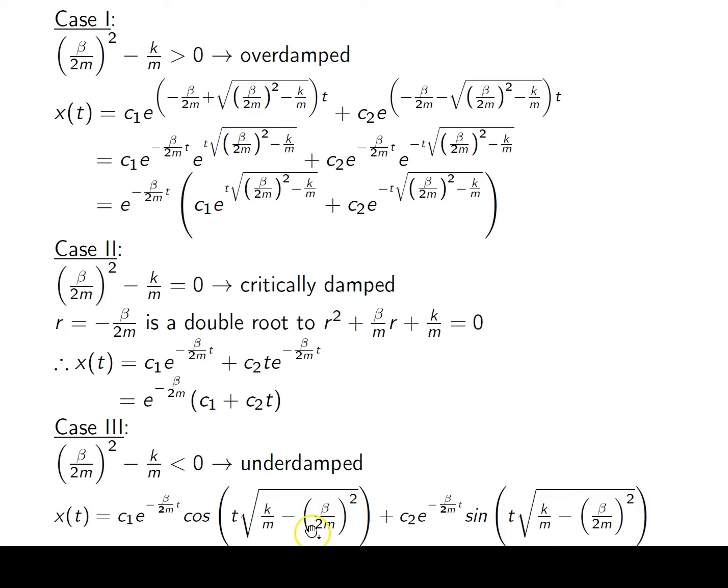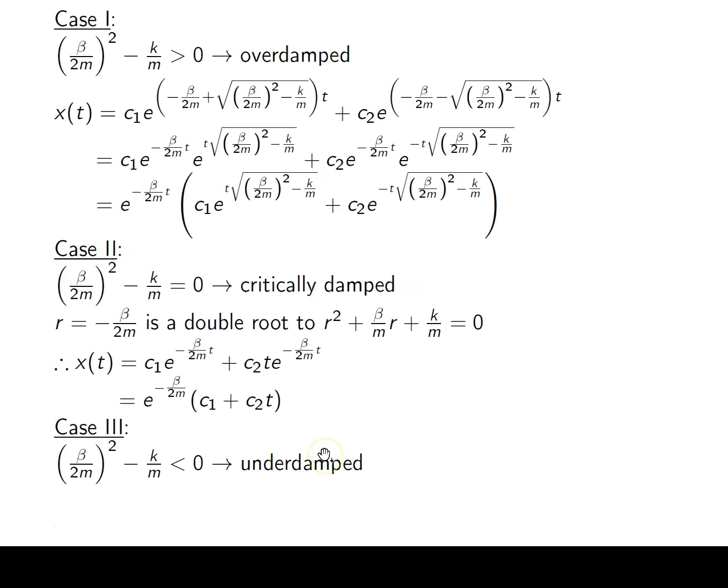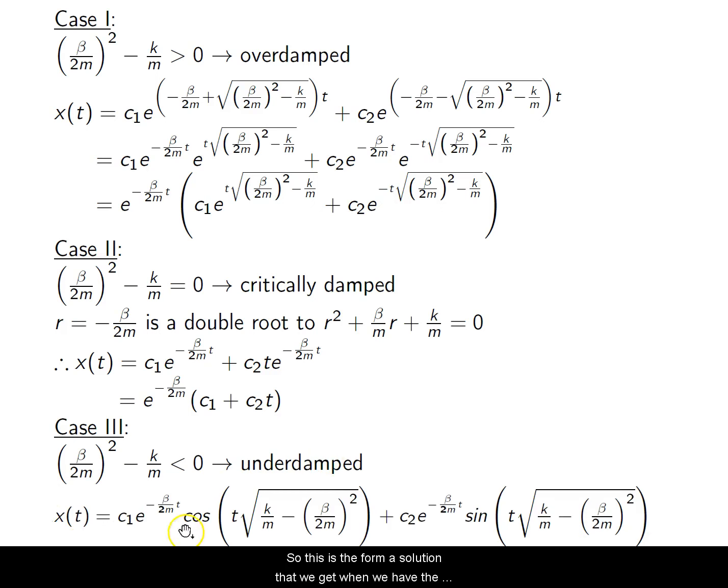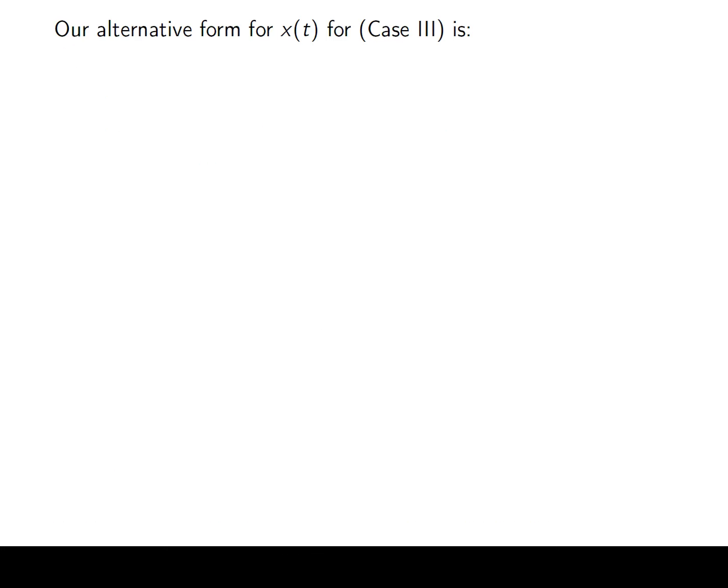It's the same value, it's just not negative. You would have done it anyways. So this is the form of solution that we get when we have the complex solutions. Again, it's just a repeat of the things we've done already. It's just now we are applying them to this spring mass system.